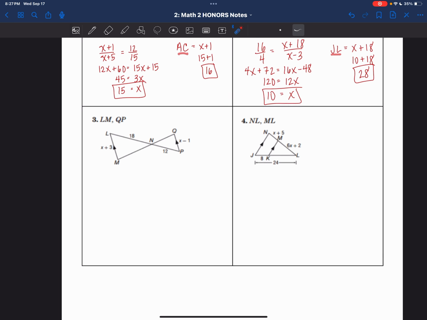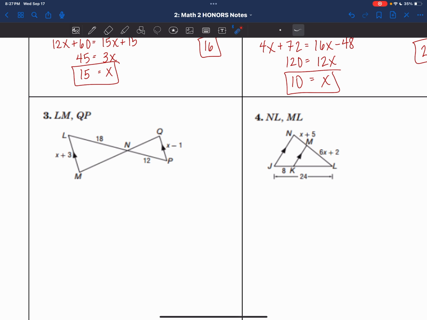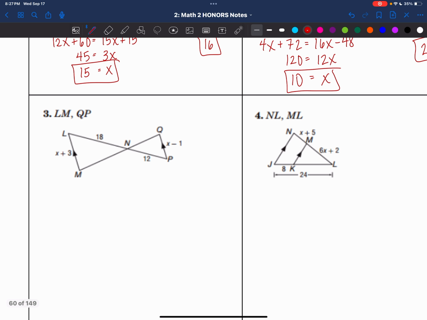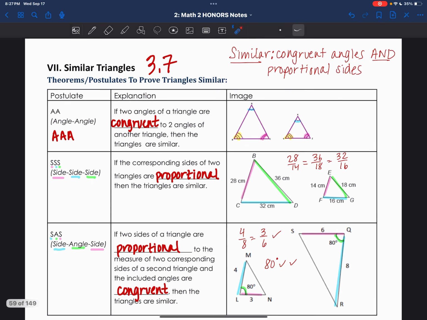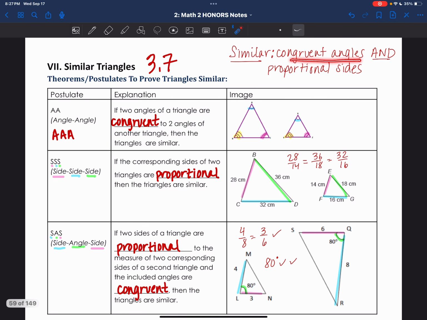All right, I want you to go through and you're going to try some of these. So remember, set up a proportion, make a similarity statement, and then solve for your variable. So here you're solving for two things, here you're solving for two things. And remember, similar means congruent angles and proportional sides.